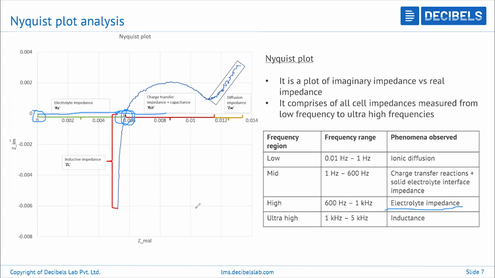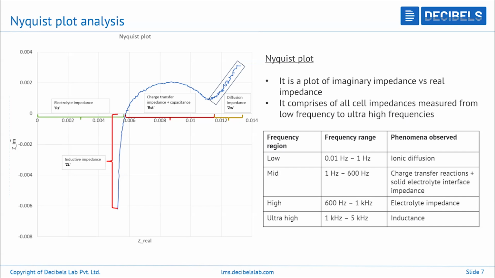Okay. And then when we increase the frequency even further, so beyond 1 kilohertz to about 5 kilohertz or 10 kilohertz, we then come across the inductance. So basically, this is due to the metals present within the cell. Okay. So these are the different regions of the Nyquist plot.